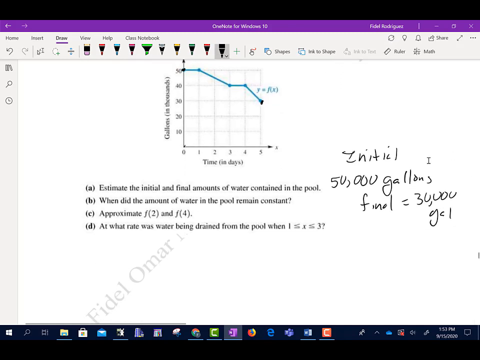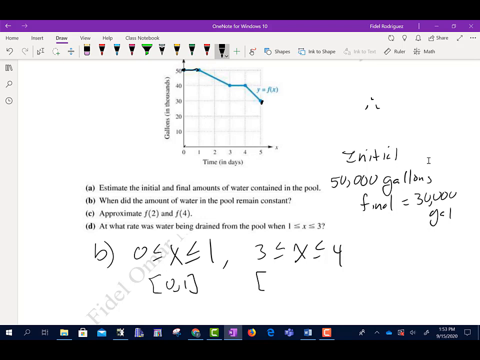All right. Part B says, when did the amount of water in the pool remain constant? What they mean by constant is it didn't change. So it didn't change when x was between 0 and 1, and it also didn't change when x was between 3 and 4. So guys, this is writing it using inequalities, but you can also write it like this, using interval form.